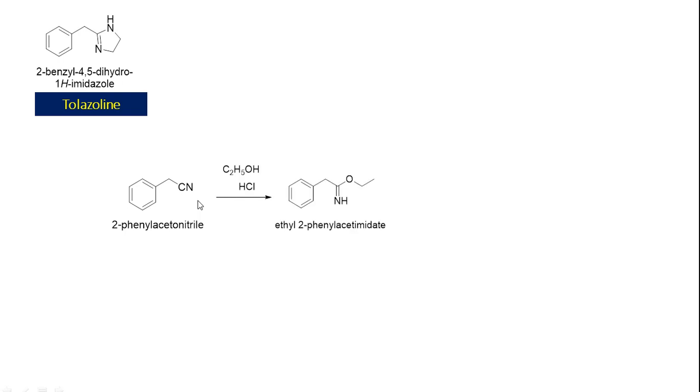Let's see how it is synthesized. The synthesis starts from phenylacetonitrile. In phenylacetonitrile we have a C triple bond N here, and first it is made to react with ethanol in the presence of an acid, so that ethanol adds across the C triple bond N to obtain this one. What is this compound? This is an imine, and this entire unit is what we call an imidate.